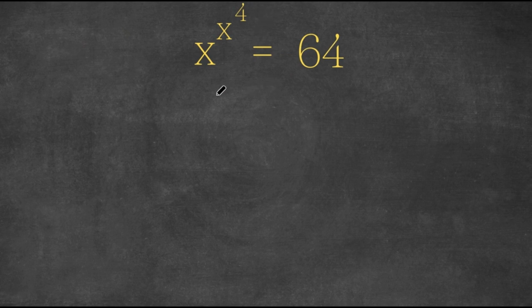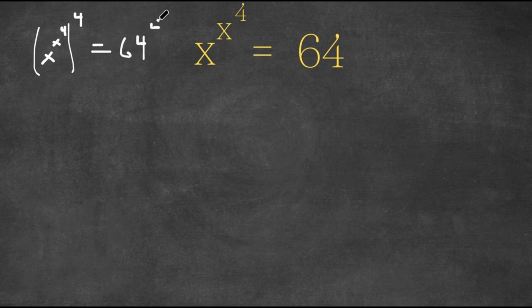So what I'm first going to do is take the fourth power on both sides. So we have x to the power of x to the power of 4, now to the power of 4, equals 64 to the power of 4.